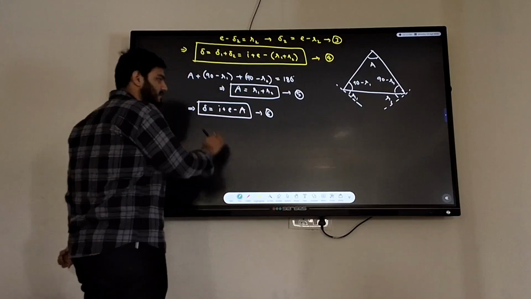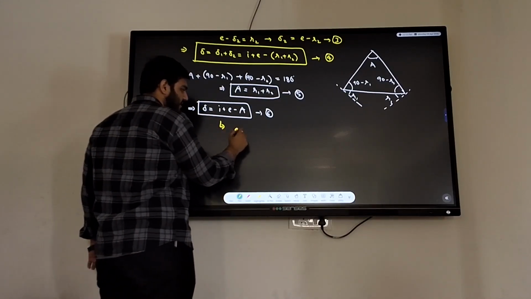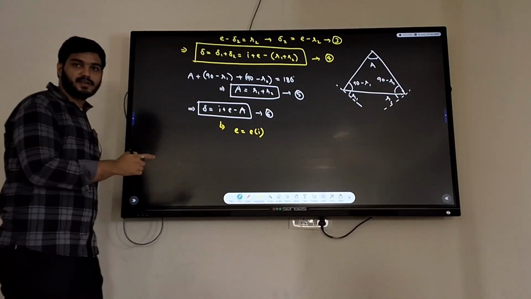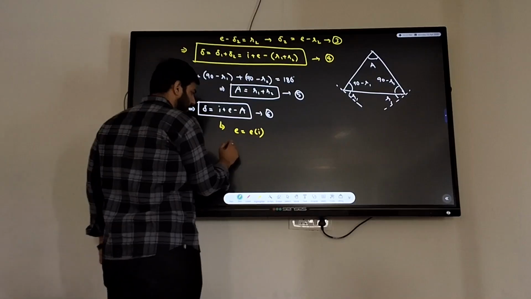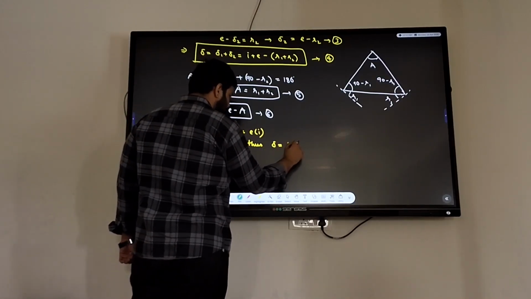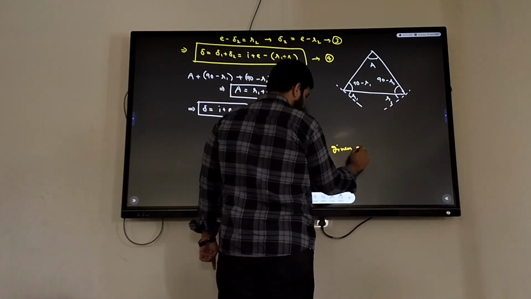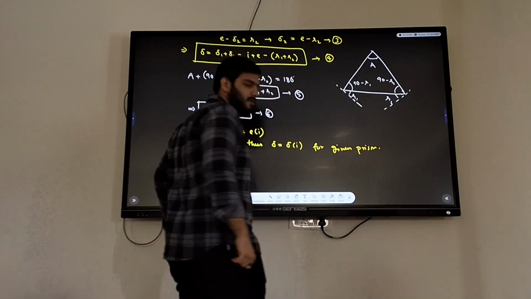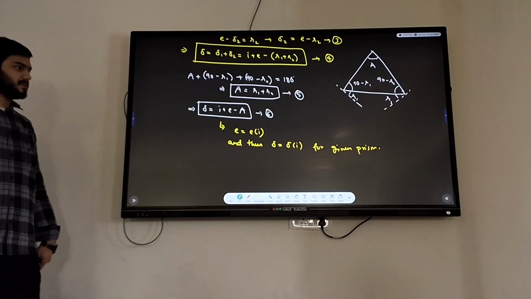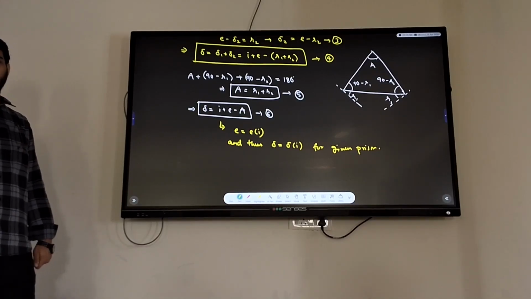So even though there are three terms that you can see here, E, if I write this statement, will you be able to understand this? E is a function of I. And thus delta is only a function of I for a given prism. Obviously from prism to prism A will change, so delta will depend on A, but for a given prism it's only dependent on I. Okay?